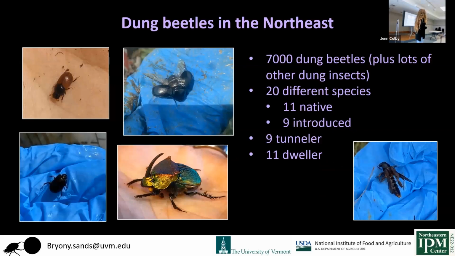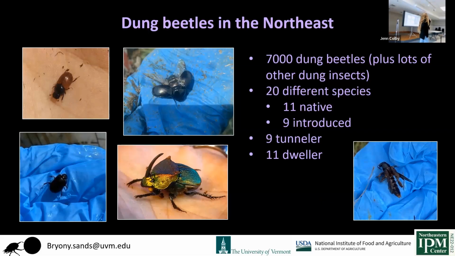We did the first survey of dung beetles in Vermont in 2022, and I just wanted to show you some pictures of beetles that we found. So these were all collected in Vermont. We collected 7,000 dung beetles and other dung insects. So this is a predatory beetle, a staphylinid or a rove beetle that we found in our traps. And we found 20 different species.